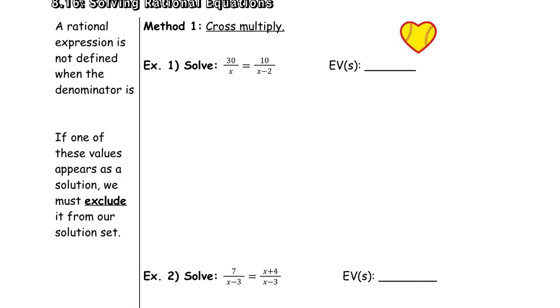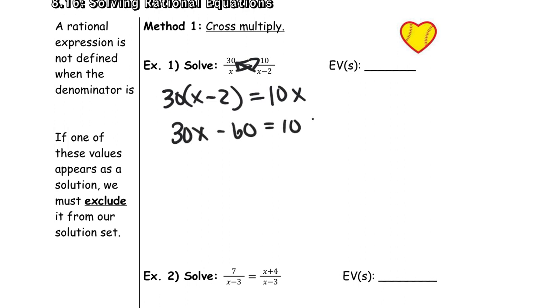We want to solve for x, so they tell us just cross multiply. So I'm going to multiply 30 times x minus 2 when I cross that way. And then when I cross the other way, I'm going to multiply 10 times x. Then after that, we just have to solve it. So I got 30x minus 60 equals 10x.